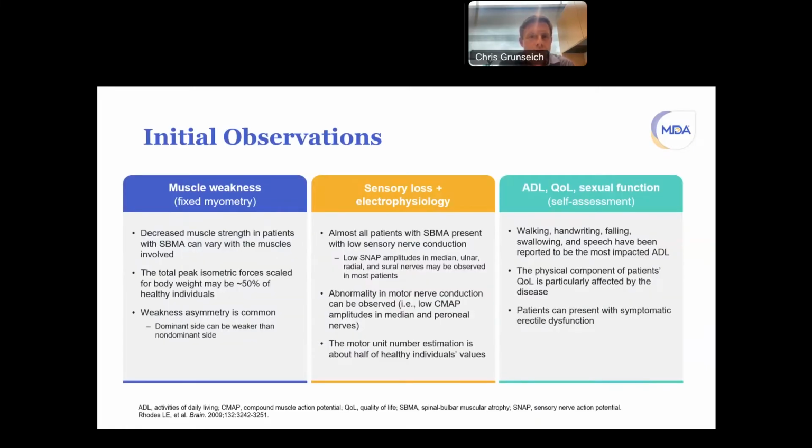Some of the other initial observations that can be made include, of course, the effect on strength and muscle function. Patients can be detected to have decreased muscle strength, both on manual muscle testing exam and also specialized equipment that could be used to measure muscle force will show a reduction. Sometimes it can be reduced 50% compared to healthy controls, if not more. And the weakness asymmetry is common, and sometimes weakness can manifest initially on the dominant side compared to the non-dominant side. Some of the other initial observations can include the changes on electrophysiology, the nerve conduction studies, and EMG.